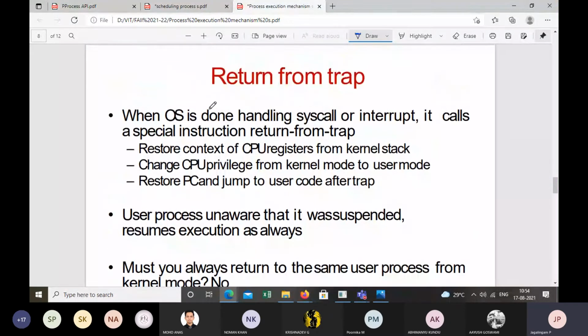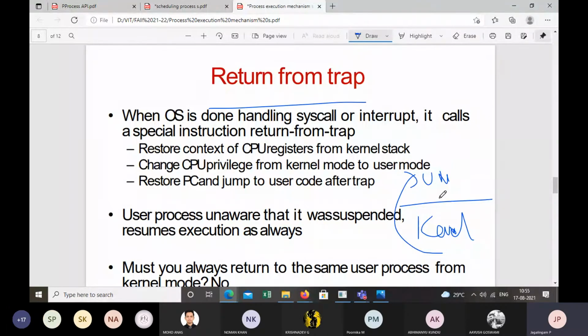Now, once you come to the kernel mode, once the CPU comes to the kernel mode for the execution of system call or for the execution of operating system code, how does it go back to the user program, how does it go back to the user mode?